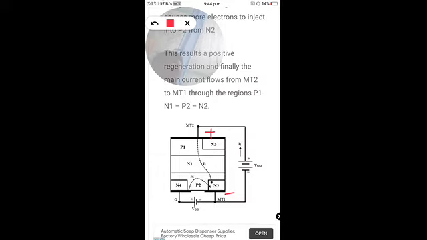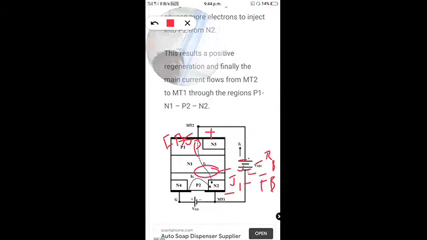Here the junction J1 is forward biased, J2 is reverse biased, and J3 is again forward biased. So the only reverse biased junction is J2, which is not allowing the current to flow through the triac initially.